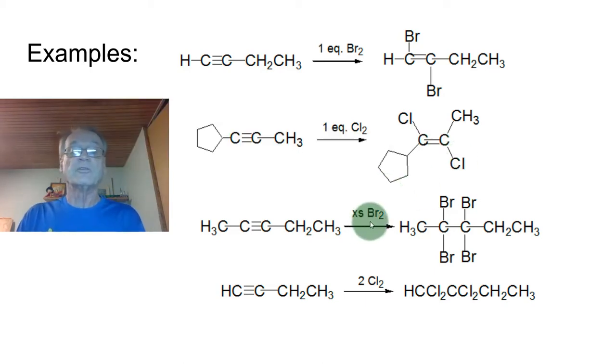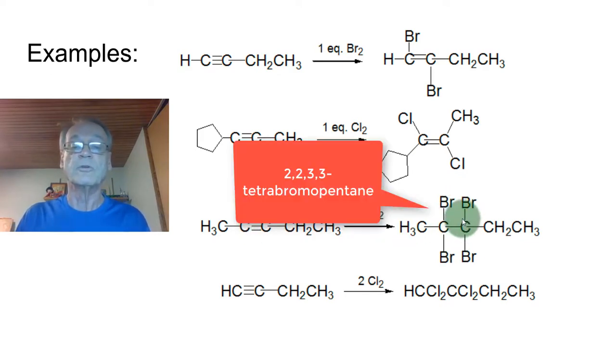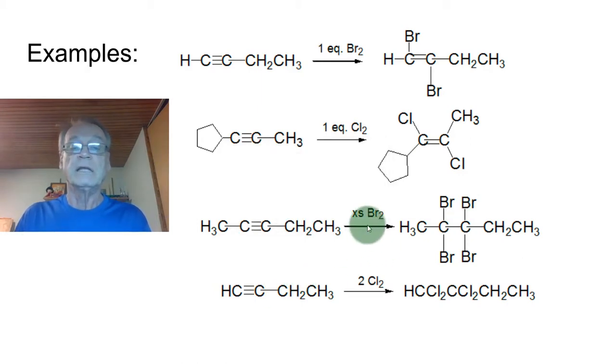But if you add excess bromine across the triple bond, you go all the way from the triple to the single bond and you add four bromines to those two carbons. Same thing is true here. In this one I drew the reagent as excess. In this case I drew it as two equivalents. Either way is fine. This just means you're adding more than two equivalents. This means you're adding two equivalents, and you still get the same results.